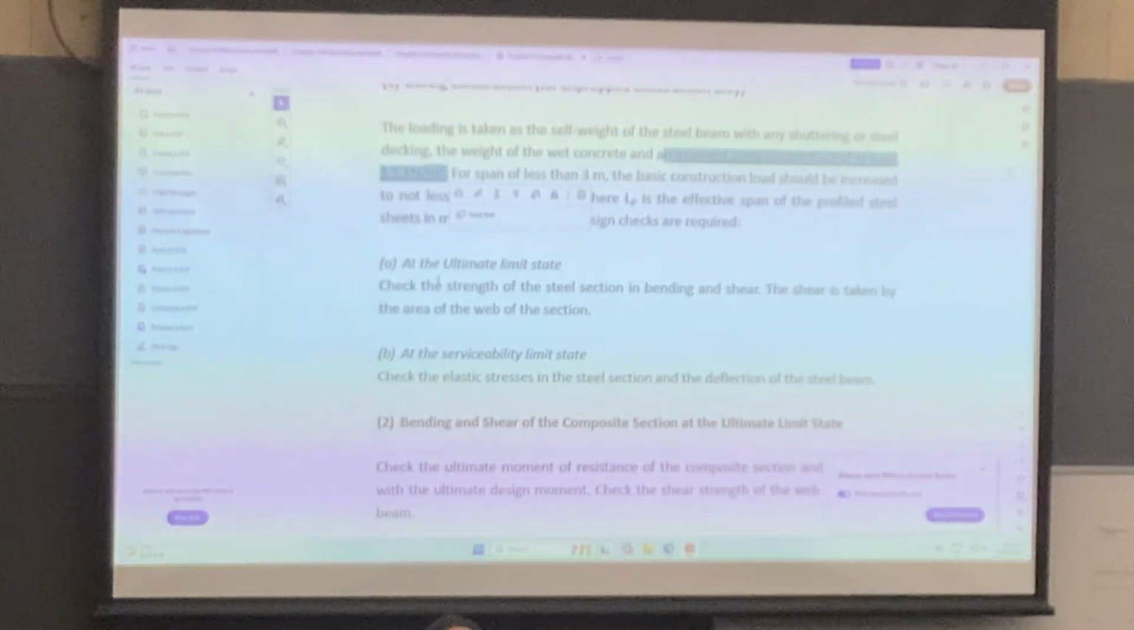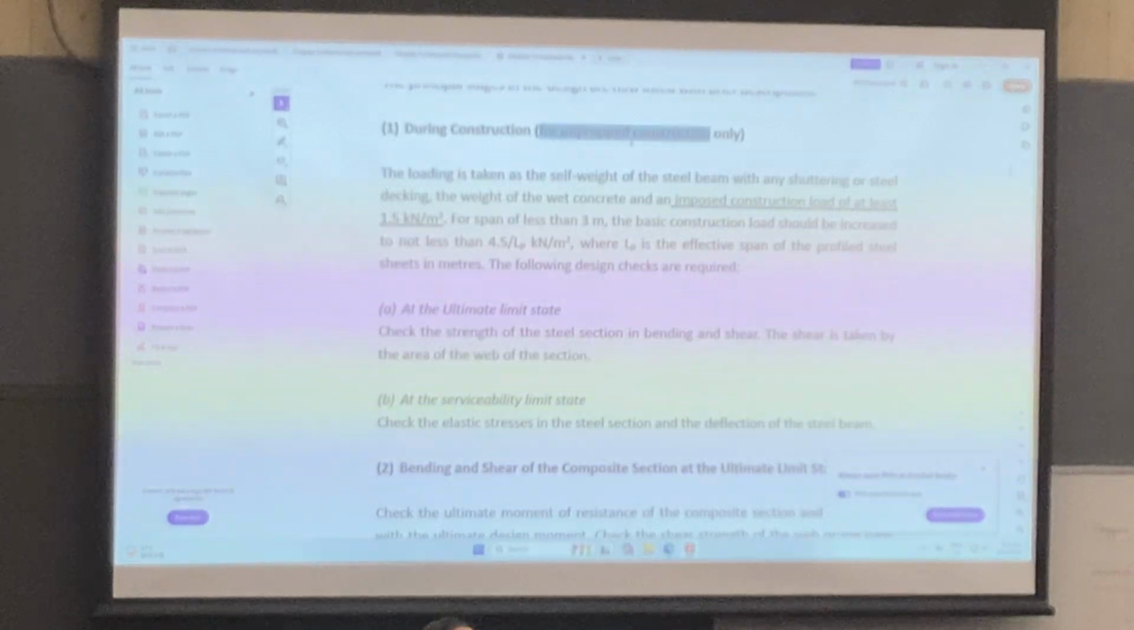And then the ultimate limit state, of course, the shear, the beam itself, because we assume that it is not composite at this stage. So all the loads have to be taken by the steel beam.